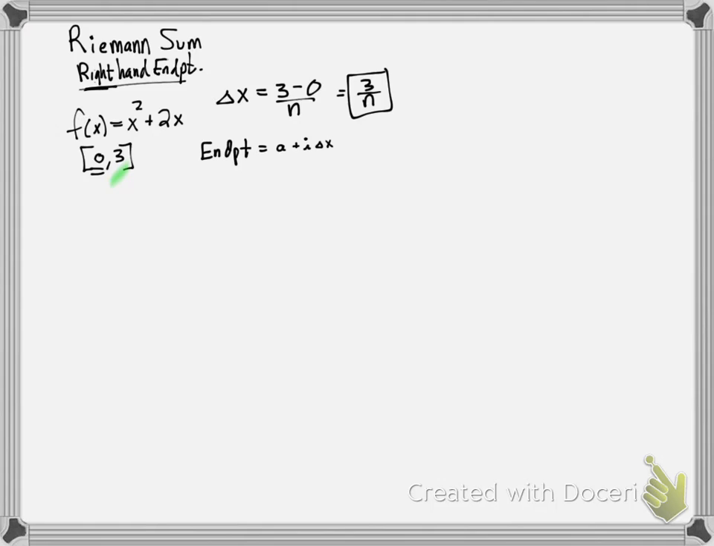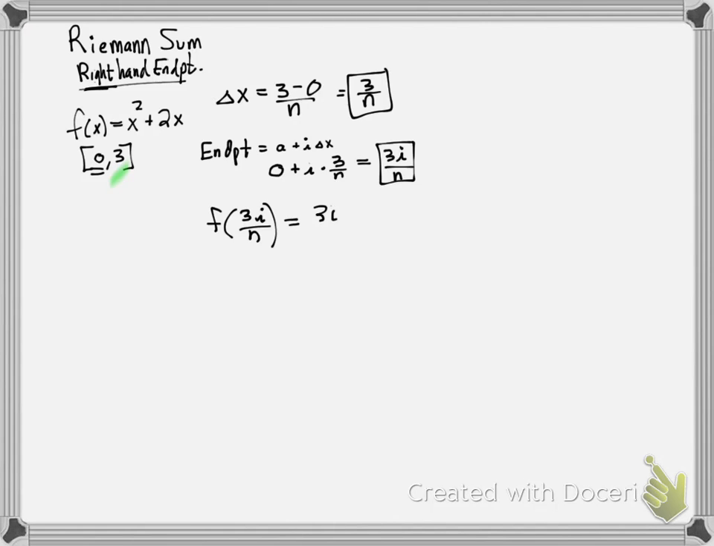So we have a, which is 0. Again, this is really where it comes down to making it a lot nicer. We're adding nothing to i times our width. And that whole thing boils down to 3i over n. And that's the value we would plug into f, 3i over n, or whatever our function is.